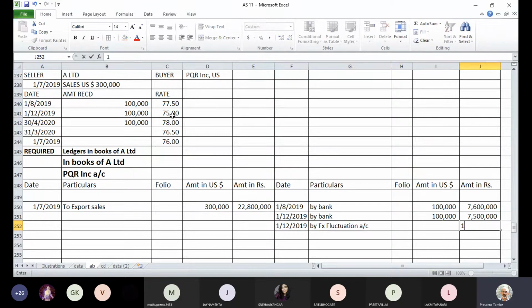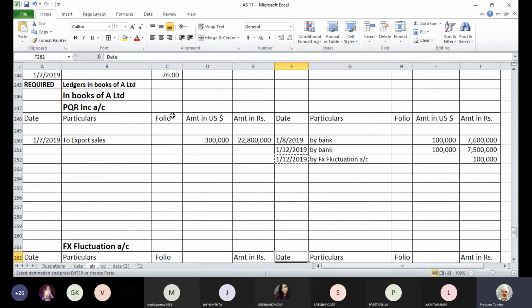FX fluctuation account will be debited for 1 lakh rupees. So on 1st December, let us debit this loss to FX fluctuation account.